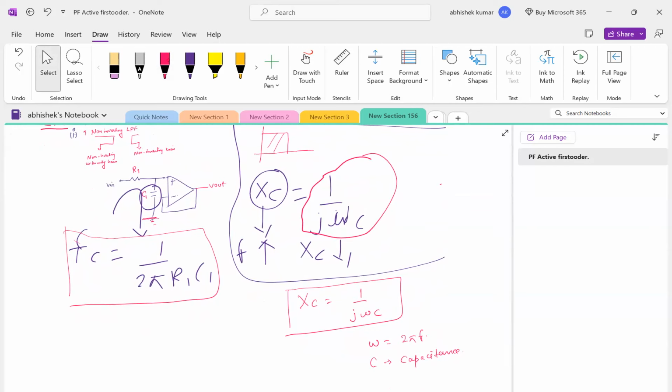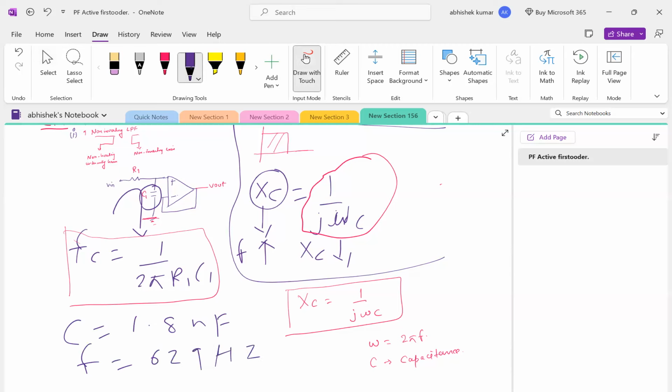Any doubt? No. Okay. And basically what they are asking, they have given the capacitor value for you, that is 1.8 nanofarad, and the frequency value is also given, that is 629 hertz. So can you tell me what will be the value of resistance?